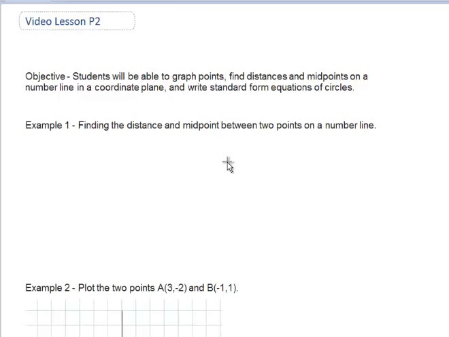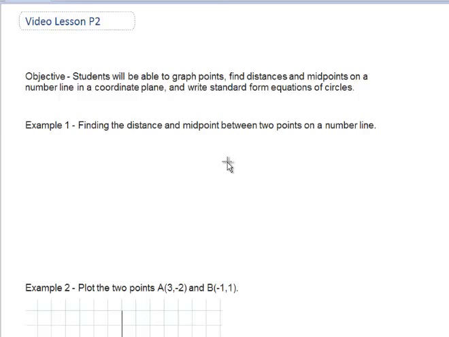Hello students, this is our second day of the flipped classroom in our prerequisite chapter. The objective for this lesson is to remind you how to graph points, find distances, whether they be on a number line or on the coordinate plane, find midpoints on a number line or on the coordinate plane, and write standard form equations for circles.